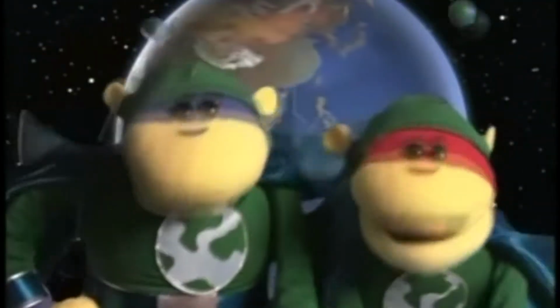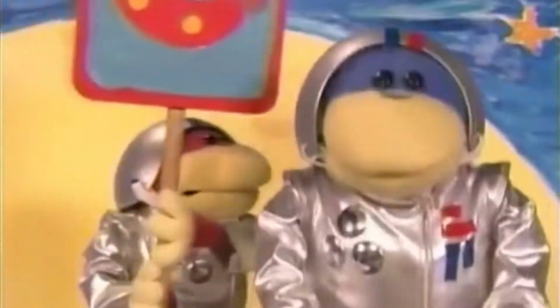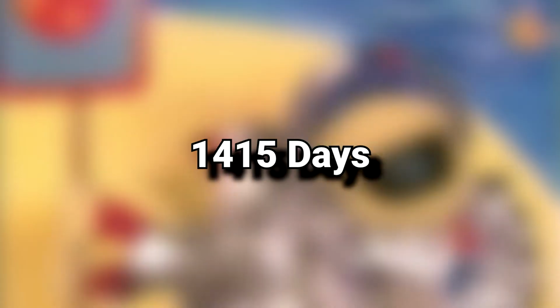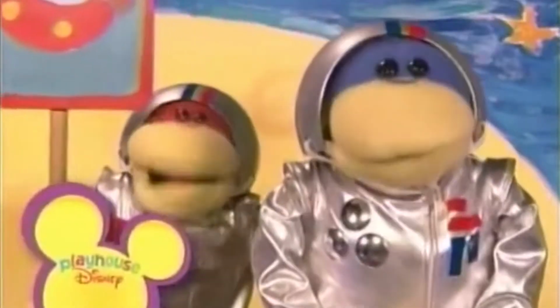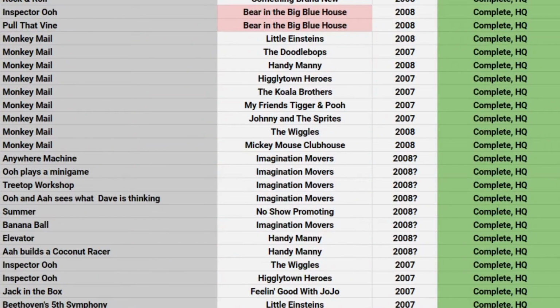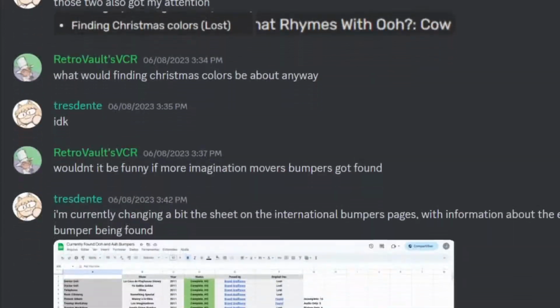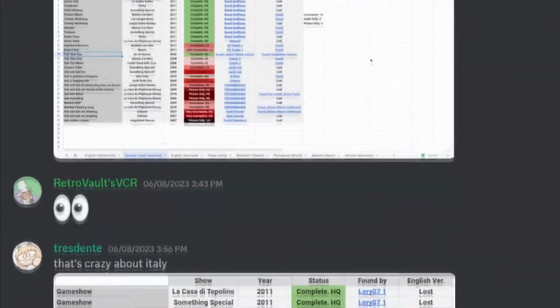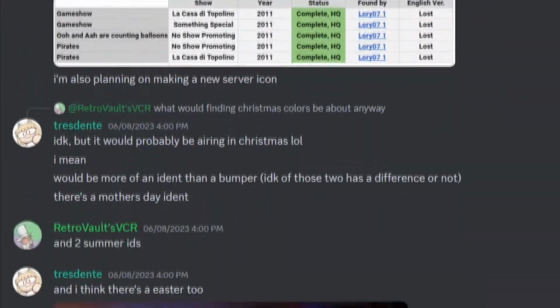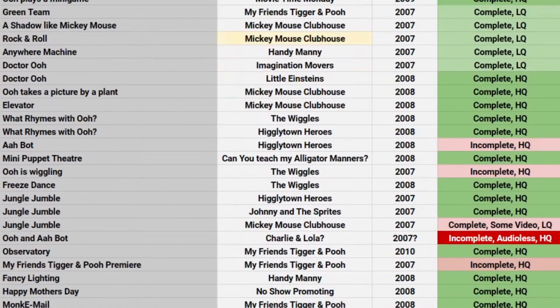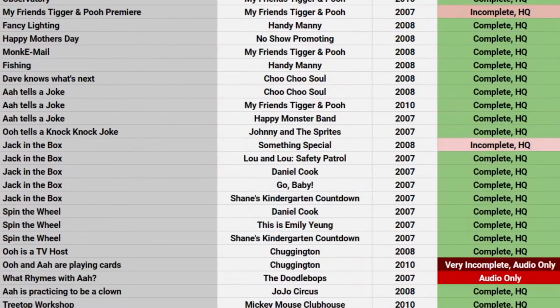Lost Bumpers. As said earlier, Ooh and Aah were the hosts of the Playhouse Disney block. With that came some bumpers, and throughout the years, lots of bumpers were made to promote other shows that were coming up next. With a lifespan of 1,415 days, lots of Ooh and Aah bumpers became lost to time. Luckily, there is a small community of members dedicated to finding those lost bumpers and making them resurface for the public, with currently over 150 bumpers found in English.